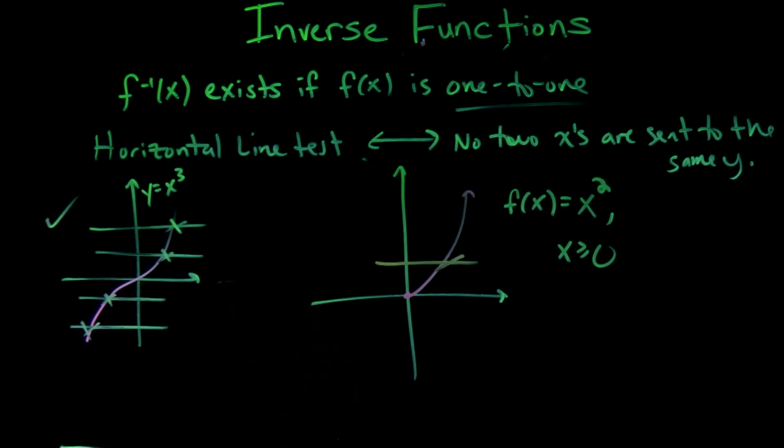It passes the horizontal line test, so it is 1-to-1. Okay, and its inverse function is going to be the square root of x.